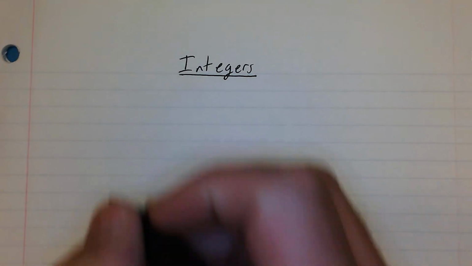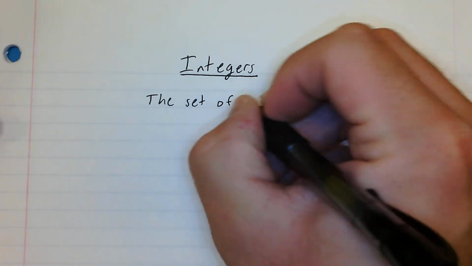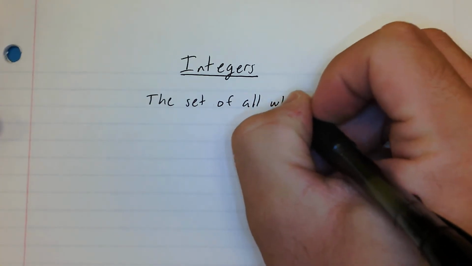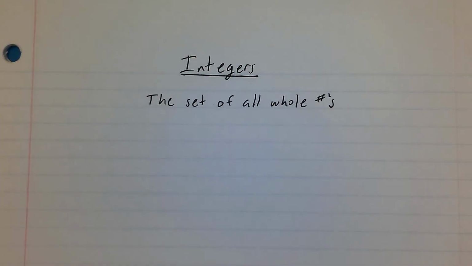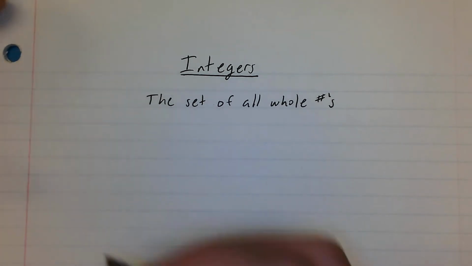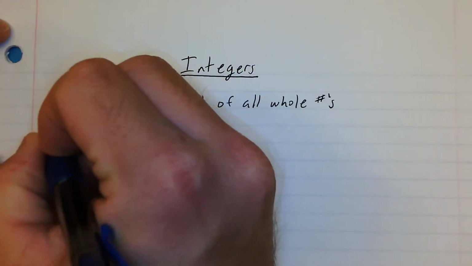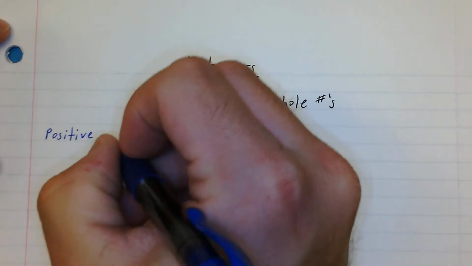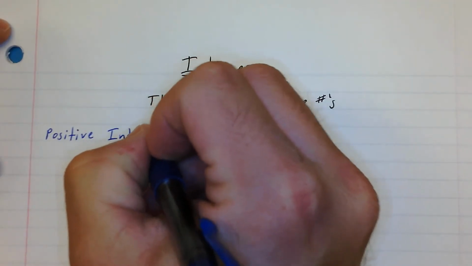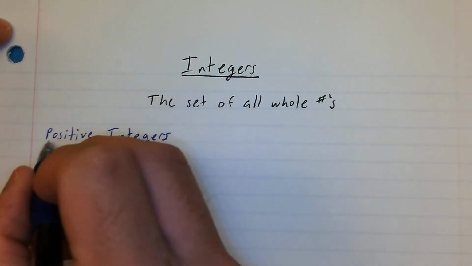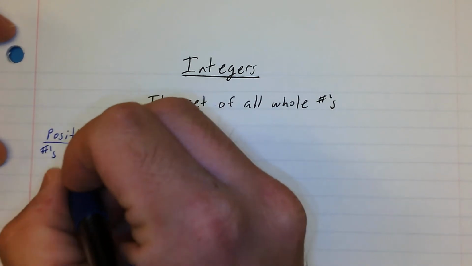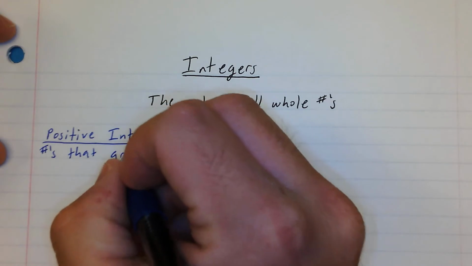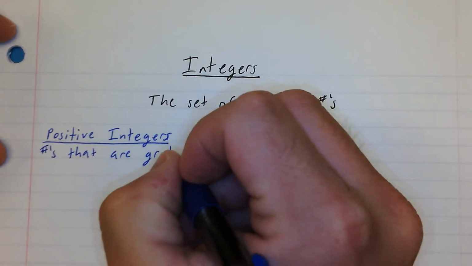So, what are integers? Well, integers are the set of all whole numbers. So 1, 2, 3, 4, so on and so forth. There's two types of integers you can have. You can either have positive integers, and positive integers are the numbers that are greater than 0. Oops, spelled great wrong.